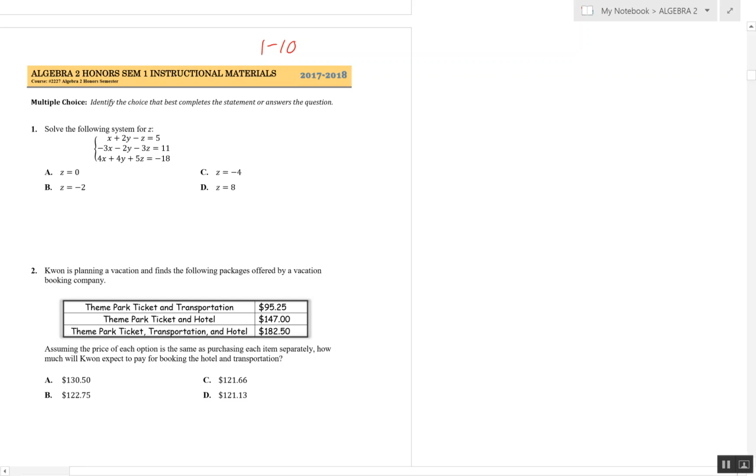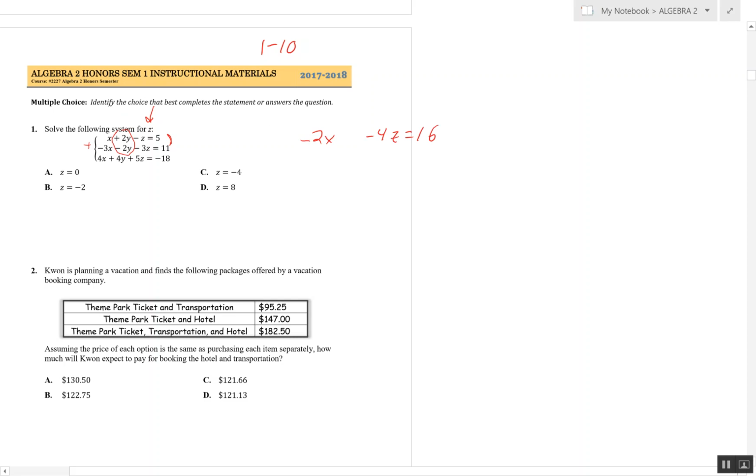So number 1 says solve a system for z. So what I'm going to do is try to get rid of everything I possibly can for z. In this case, I'm going to take these first two equations and add them together and see what I can get rid of. If I do that, the y's are going to cancel because one of them is positive, one of them is negative. So I take these two equations and add them together, and that gives me negative 2x minus 4z is equal to 16.